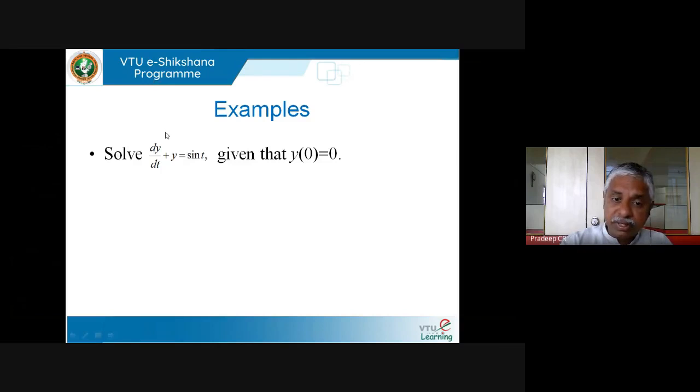Same philosophy holds good here also. Here what one is asking is, solve this means find a function y of t such that if I substitute that y of t in this equation, it must be true. Let's see, just for the sake of it, let us take y equal to sine t. It's a function, sure. If I substitute in this, dy by dt is cos t. Cos t plus sine t is equal to sine t. Is that correct? No, it is not true. So y equal to sine t is not a solution of this differential equation.